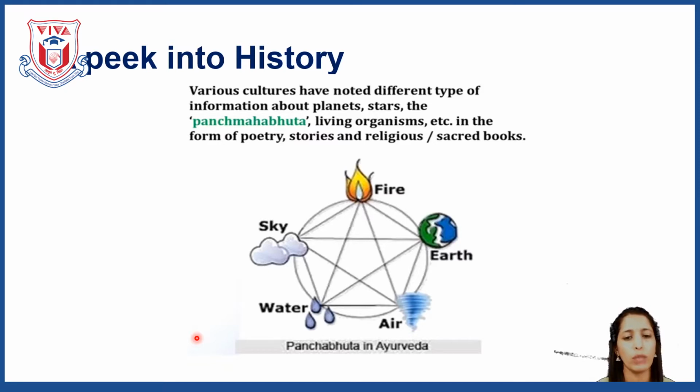Now, you must be knowing about the Pancha Mahabhuta in Ayurveda. Various cultures have noted different types of information about planets, stars, and the Pancha Mahabhuta. You must be knowing about our Indian culture. When we talk about Pancha Mahabhuta, we talk about five major elements that are found everywhere on earth. Those five are fire, earth, air, water, and sky. Whatever universe or whatever we talk about is made up of these Pancha Mahabhuta.